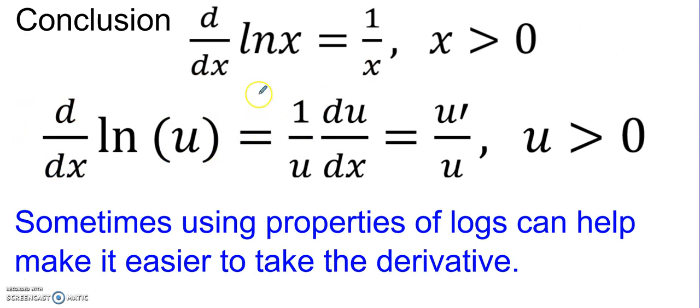So, in conclusion, we need to know, memorize, love, cherish. I don't know if I'd go as far as to say worship, but we want to make sure we understand the derivative of the natural log of x is 1 over x. Our restriction on the domain of natural log of x carries through: x has to be greater than 0. The derivative of natural log of u, where u is just some function with respect to x, is 1 over u du dx, or u prime over u. Don't forget that u has to be greater than 0 as well. U is some function, though.